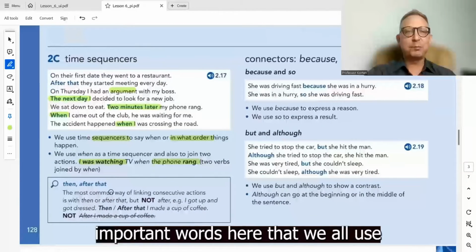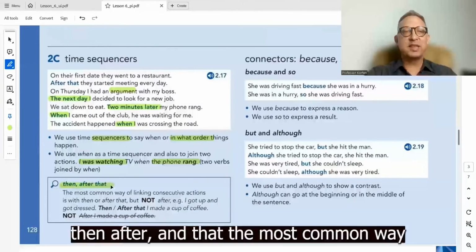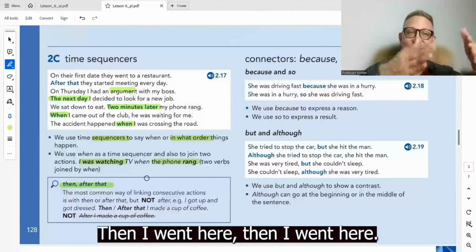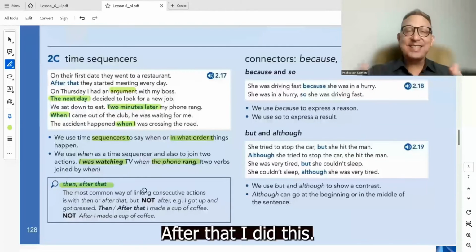Now we have some really important words here that we all use: then, after, and that. The most common way of linking consecutive actions, one after another. Then I went here, then I went here. After that, I did this.